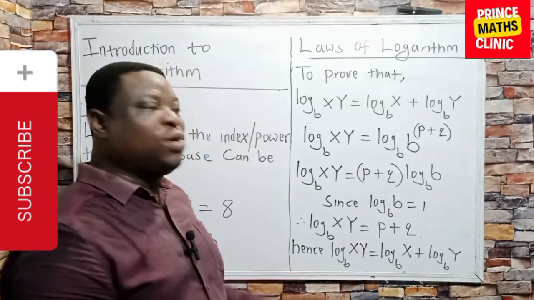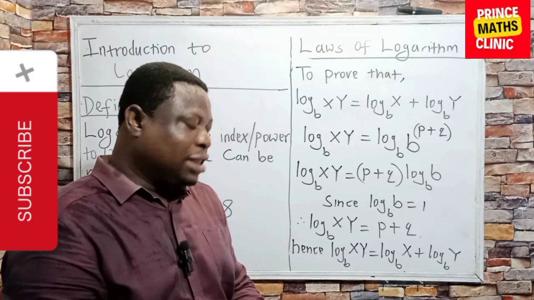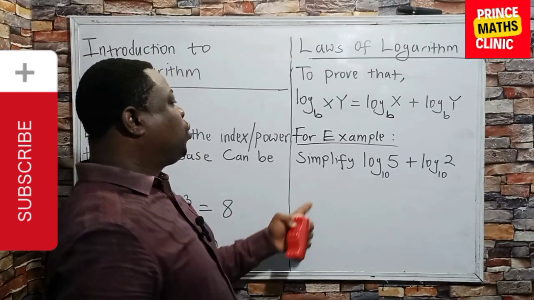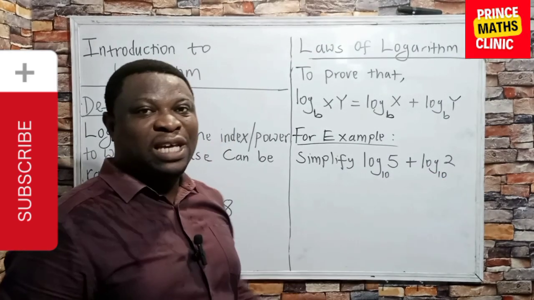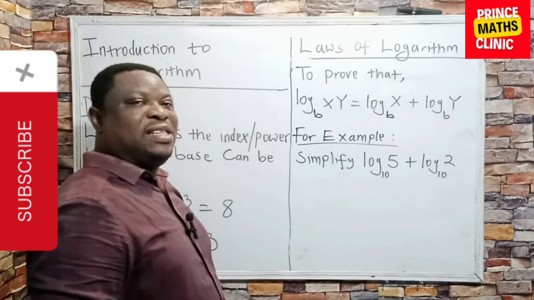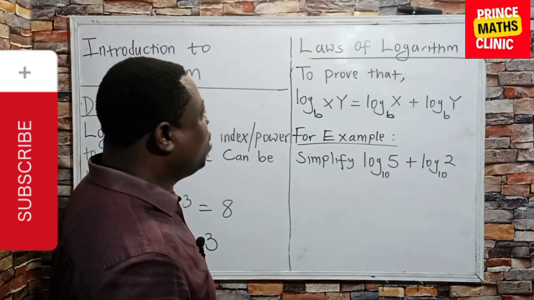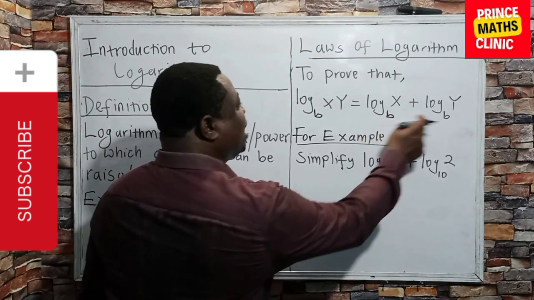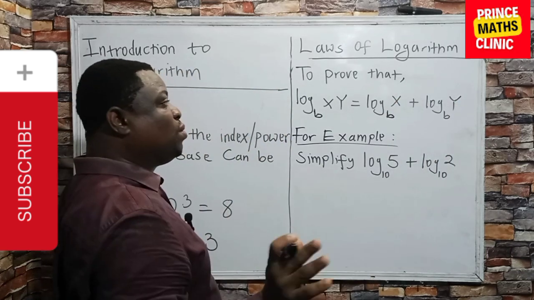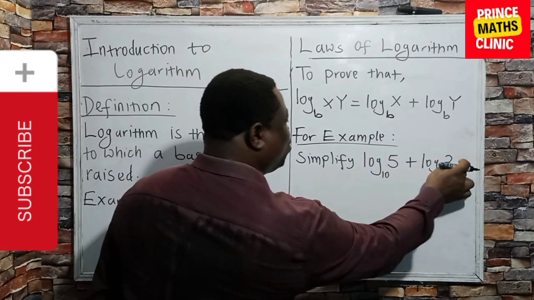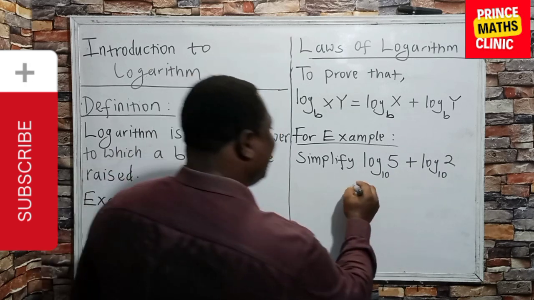Let's look at one question as it applies to this. Now we have to simplify log 5 base 10 plus log 2 base 10. Here's what we are going to do. Remember, when the bases are the same under addition, just multiply the log. Simple. The log here is 5 and 2. The bases are the same.